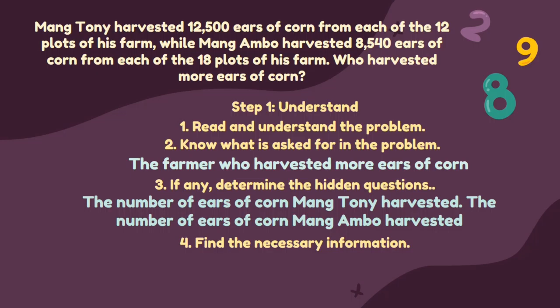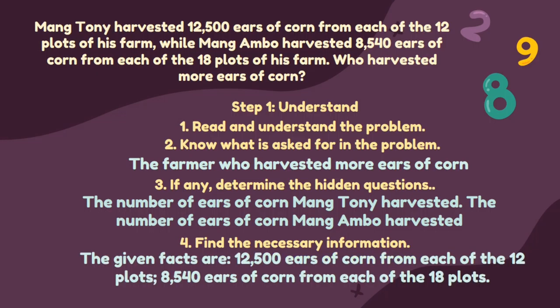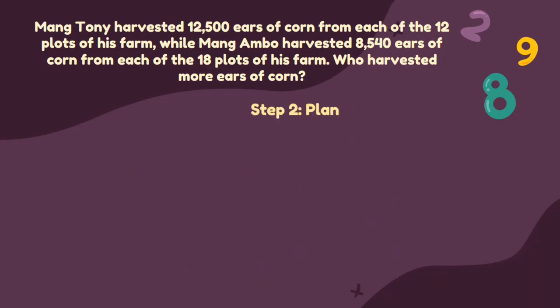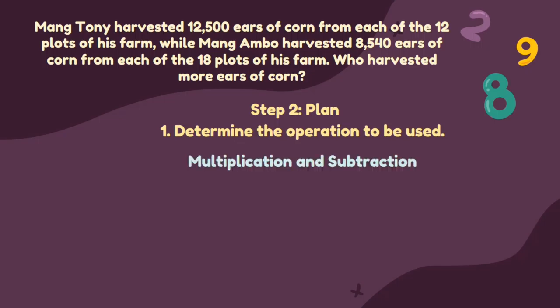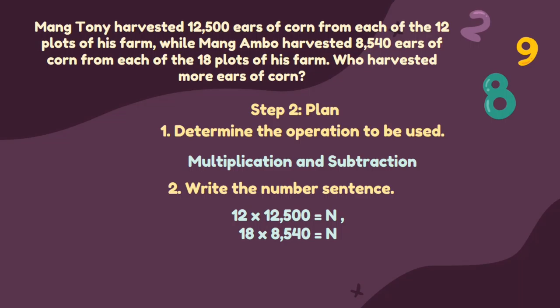Find the necessary information. The given facts are 12,500 ears of corn from each of the 12 plots, and 8,540 ears of corn from each of the 18 plots. Step 2. Plan. Determine the operation to be used. We are going to use multiplication and subtraction. Write the number sentence. 12 times 12,500 is equal to n. 18 times 8,540 is equal to n.